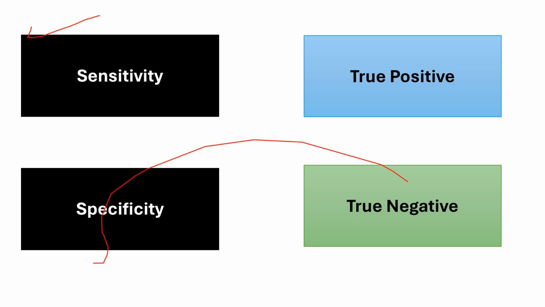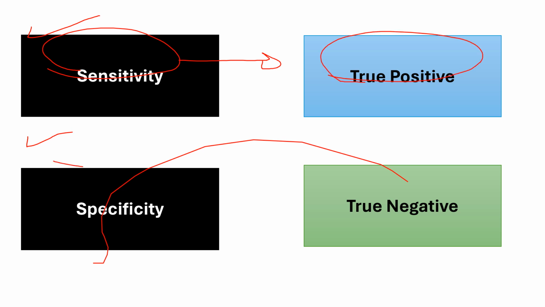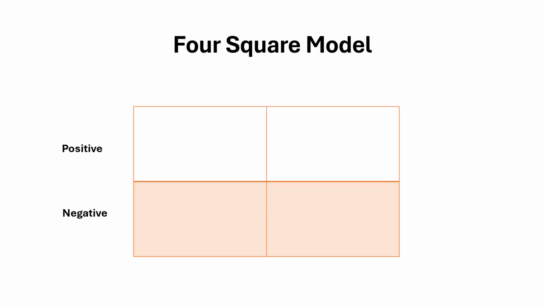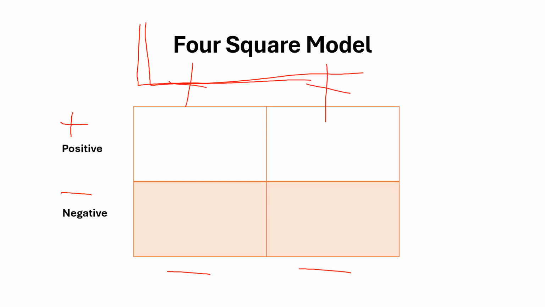Now sensitivity and specificity. Sensitivity measures who truly have the disease, true positive. Specificity measures who truly don't have the disease, true negative. The first step to learn how to calculate sensitivity, specificity, and positive and negative predictive values is to learn how to draw the four-square model. The top part is positive, the bottom part is negative. So negative, negative, positive, positive. So positive and positive, this is true positive, and the opposite here will be true negative.